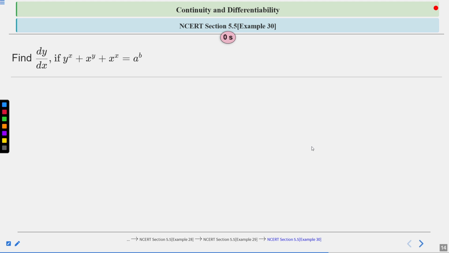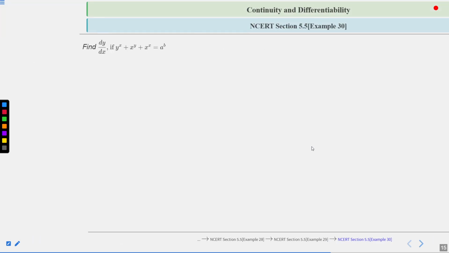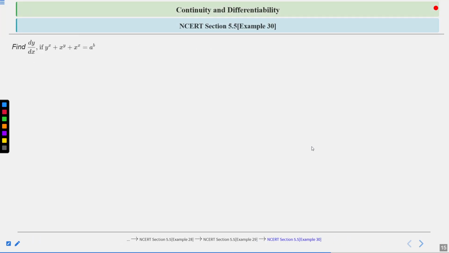Okay, let's move to the solution part. So we basically have to find dy by dx if y to the power x plus x to the power y plus x to the power x is equal to a to the power b. So let us see the solution part. How can we find this? Given that y to the power x plus x to the power y plus x to the power x is equal to a to the power b, right? So putting now u is equal to y to the power x, v is equal to x to the power y, and w is equal to x to the power x, right?